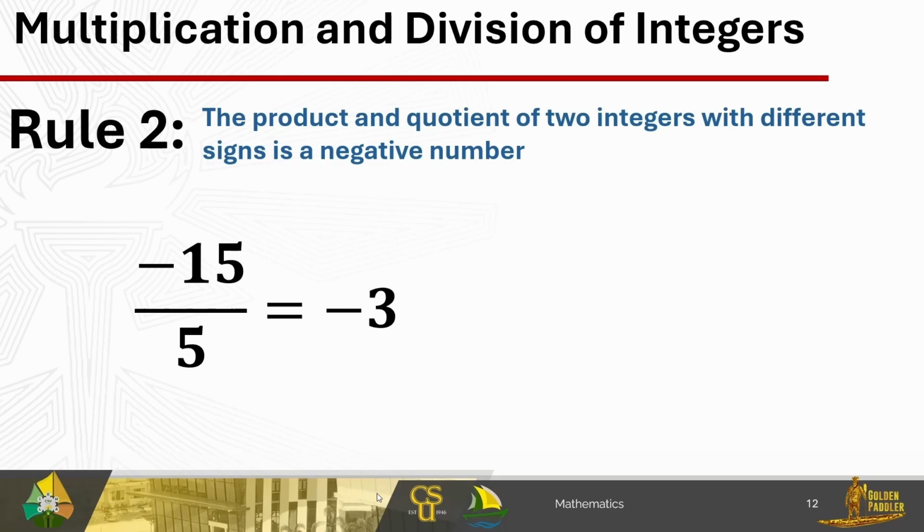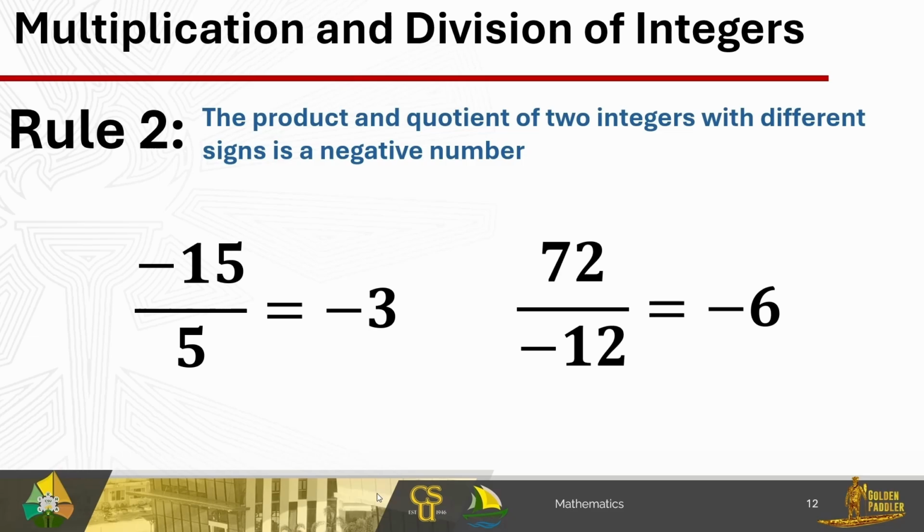Also, negative 15 over 5 is equal to negative 3, and 72 over negative 12 is equal to negative 6, since the numerator and denominator have different signs, so their quotient is a negative number.